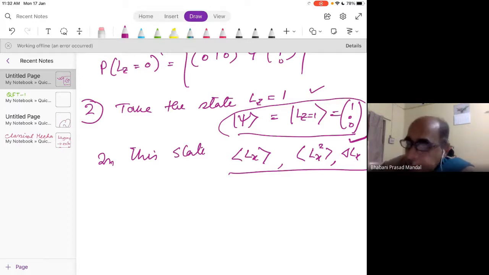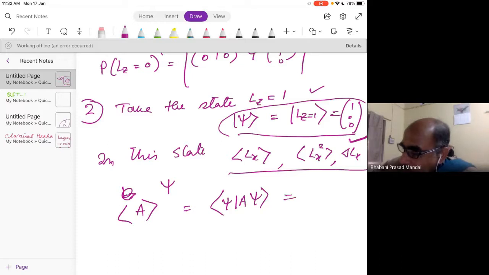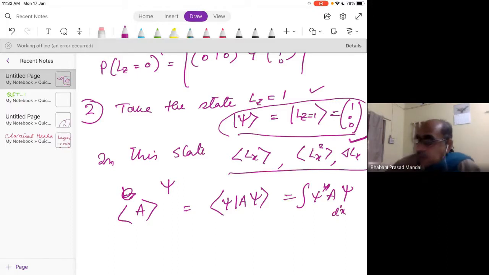This problem you have done. Suppose I want to find the expectation value of an operator, say A, and the wave function is given as psi. Then you all know that this is <psi|A|psi>, or in integration notation, the integral of psi star A psi. This is the definition of expectation value in bracket notation and in integration form.